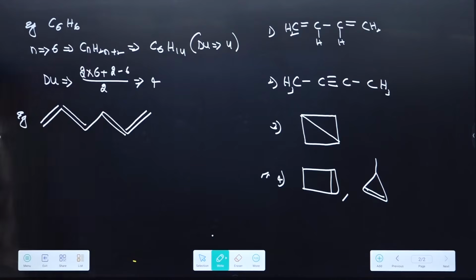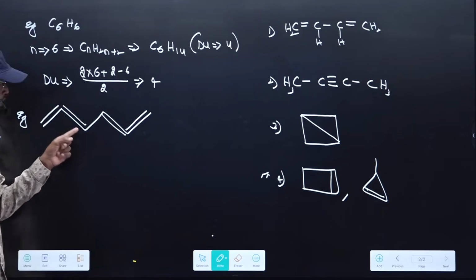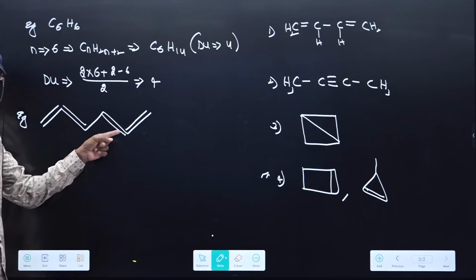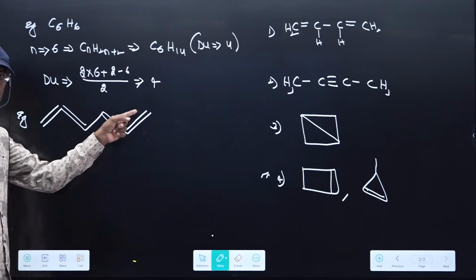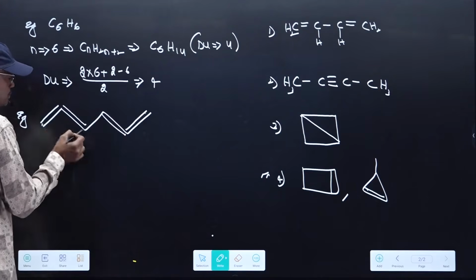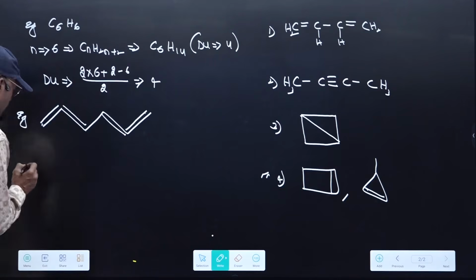See the formula. Total how many carbons? See the hydrogens. Here how many hydrogens? 2. Here? No hydrogen. Here? 1. Here? 1. No hydrogen? 2 hydrogens. 2 plus 1, 3. 2 plus 1, 3. Total: C6, H6 or not? Okay. Then one more molecule I will give.